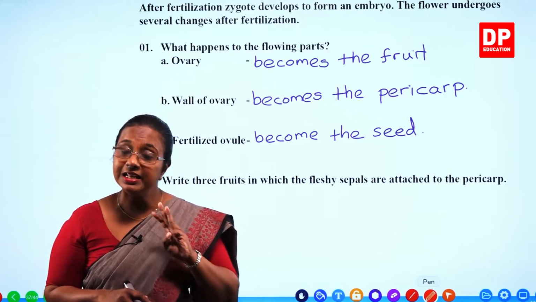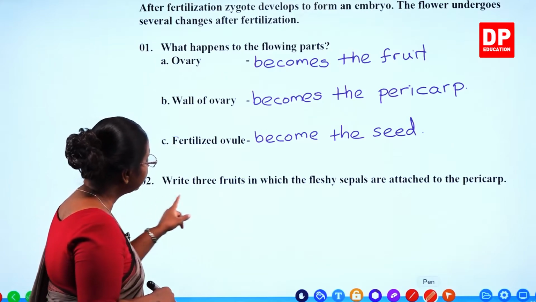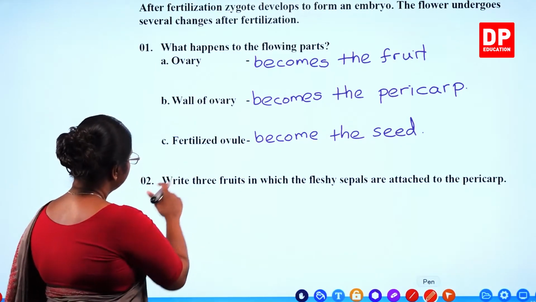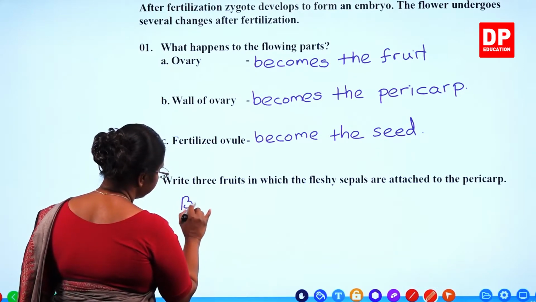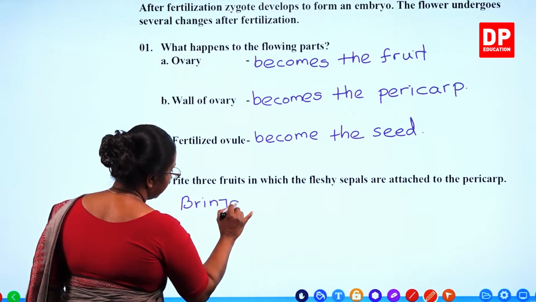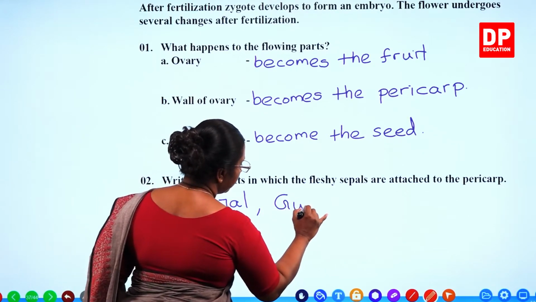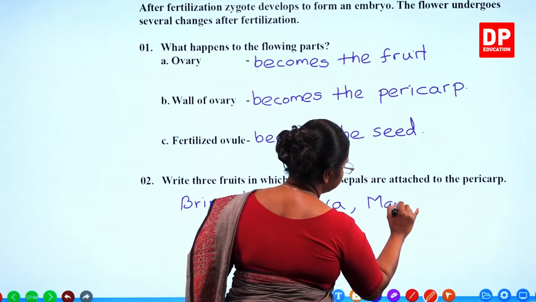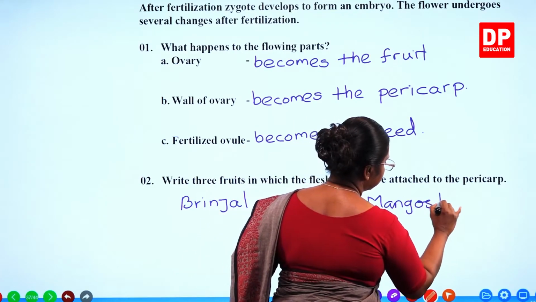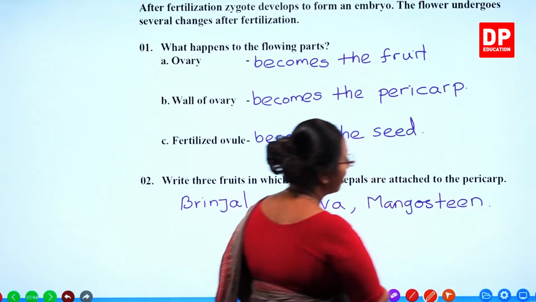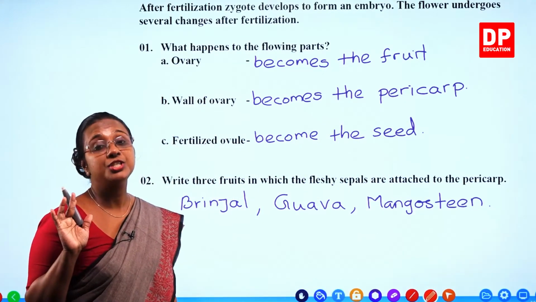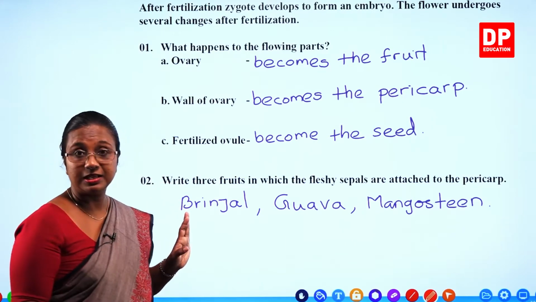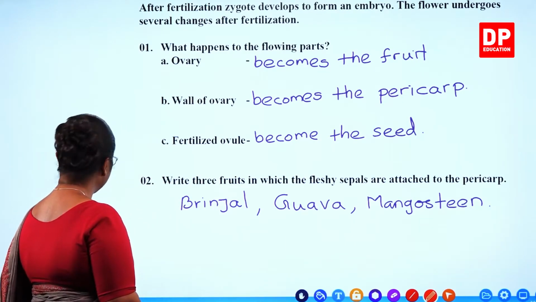You can write any 3 as examples. So, write 3 fruits in which the fleshy sepals are attached to the pericarp. So, here I will write brinjal, guava and mangosteen. You can also write rose apple or jambu. So those are the questions, those are the parts of this particular question. I will move on to the next one.